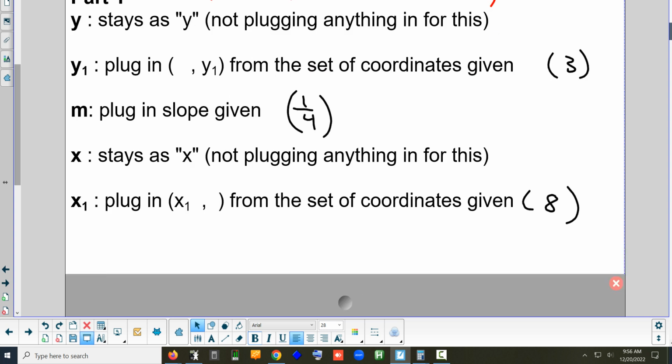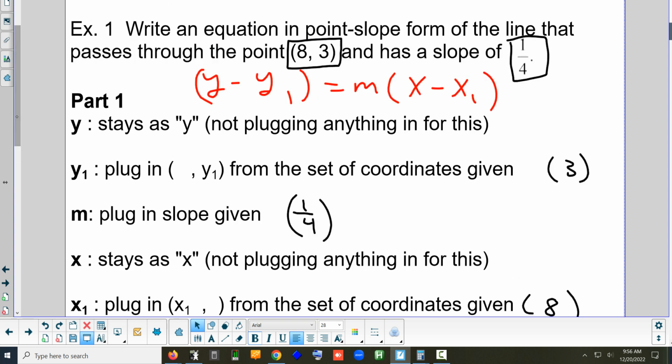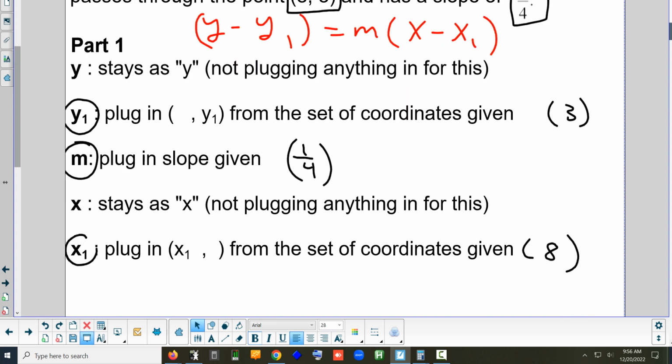All right, so let's see if we can write the equation of the line that passes through the point 8, 3, and it has a slope of 1/4. And we're going to write this in what's called point slope form. So take what's written in red and fill in this one, and that one. All right, let's go through it.